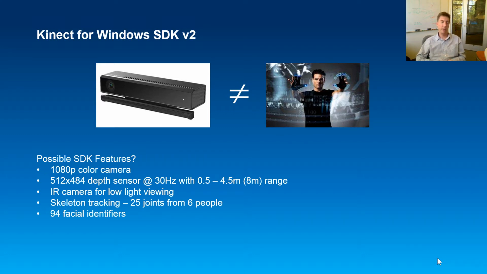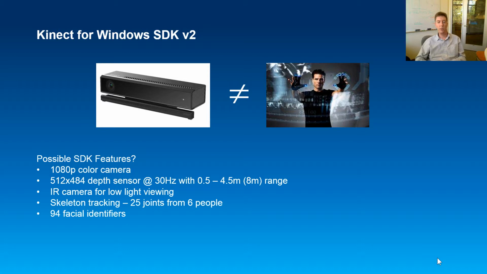They officially say the range is 0.5 meter to 4.5 meters, but they say it can still detect objects up to 8 meters away. The infrared camera has been improved so they can view objects in low light or no light. So ideal for mapping the interiors of dark rooms, for example, or people as well.